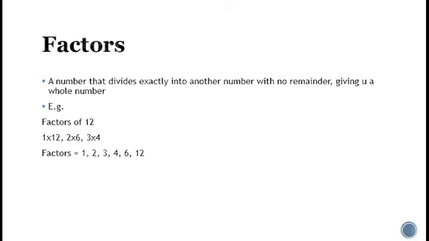Factors. A factor is a number that divides exactly into another number with no remainder, giving you a whole number. Just find the two whole numbers whose product of multiplication will give you the number that's being asked. So for example, 1 times 12, 2 times 6, and 3 times 4 would all give you 12. Therefore, factors of 12 are 1, 2, 3, 4, 6, 12. Remember to list them in ascending order from smaller to bigger values.